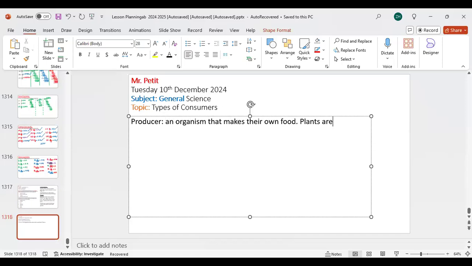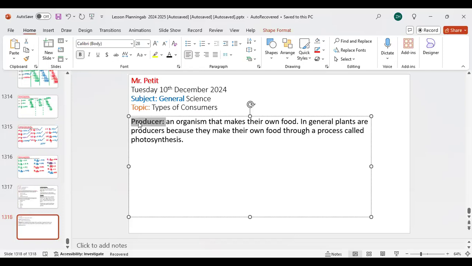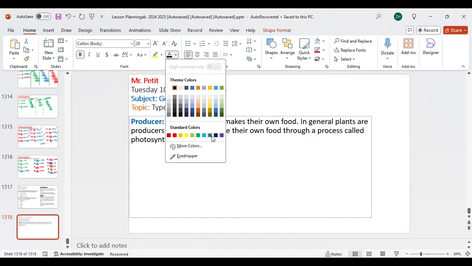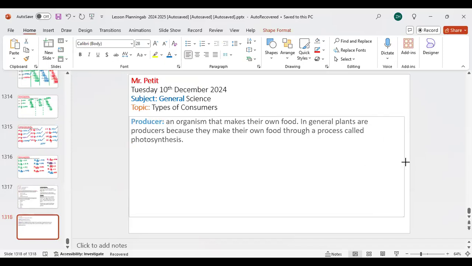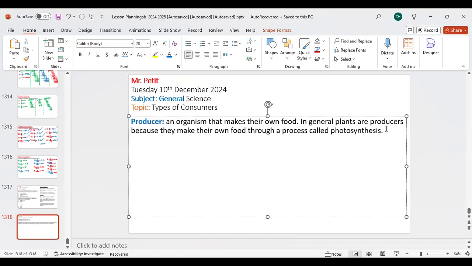In general, plants are producers. Why? Because they make their own food through a process called photosynthesis. They do it with the sun and everything. So that's what I mean by a producer. In general, plants are producers. They make their own food.